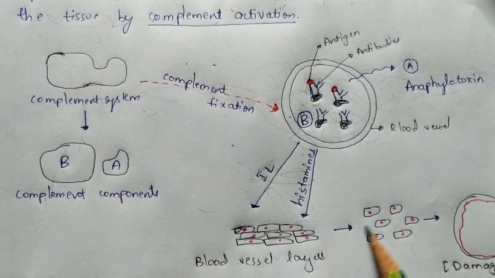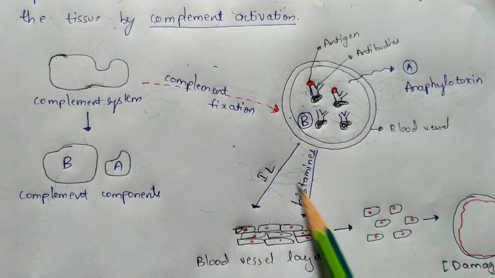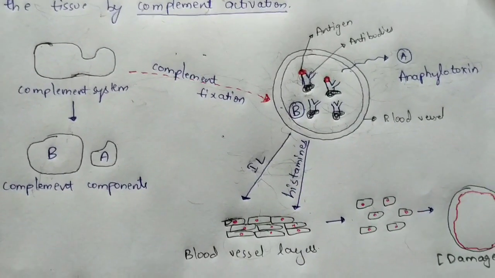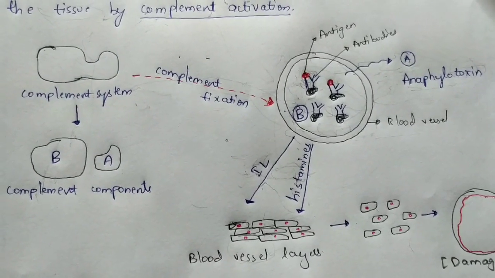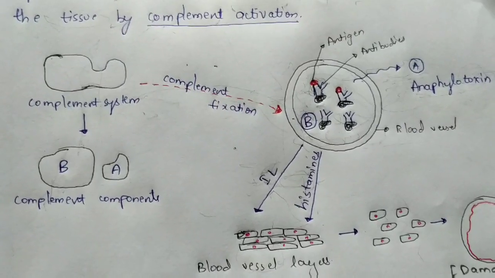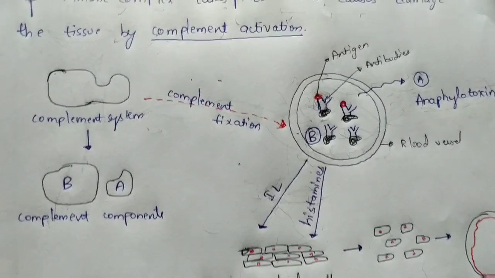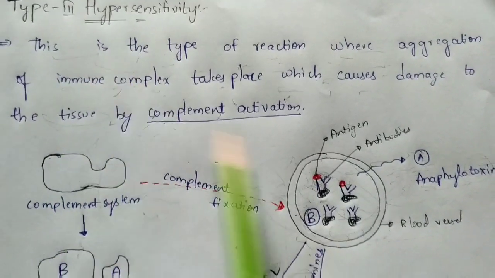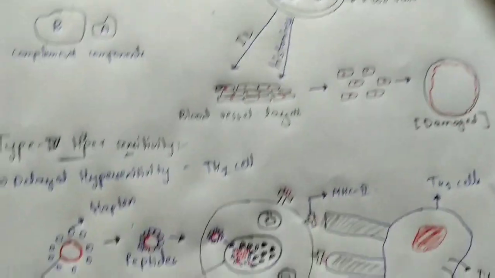I mean, the gaps will be formed in such a way that the total blood vessel will get damaged. As the blood vessel gets damaged, the normal blood passes throughout the body, and then the total tissue will also get damaged. In this way, the type 3 hypersensitivity phenomenon takes place. So now let us discuss type 4 hypersensitivity.